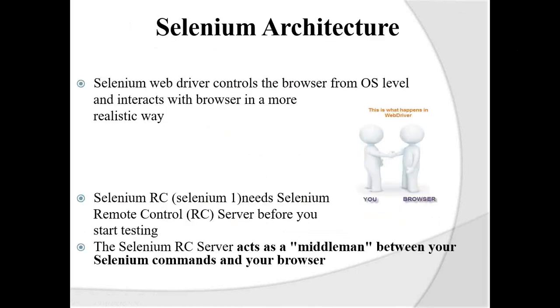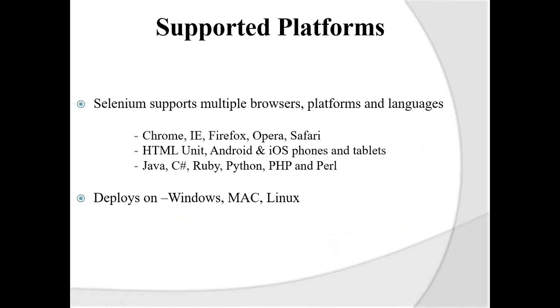Selenium architecture. Selenium WebDriver controls the browser from the OS level and interacts with the browser in a more realistic way. It directly interacts with the browser, which helps with faster response as well. Selenium RC, which is Selenium 1, needs a Selenium remote server before you start testing. That is one drawback of RC. The Selenium RC server acts as a middleman between your Selenium commands and your browser. We have discussed this in the above slides. Moving to the next slide.